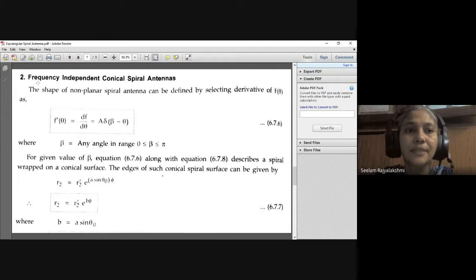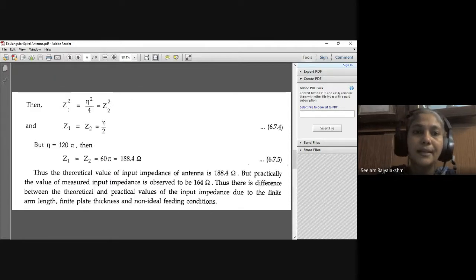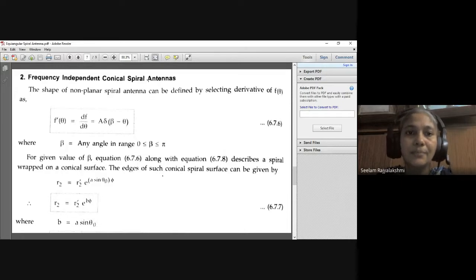Next we will see frequency independent conical spiral antennas. Already we have seen equispiral antennas. Now we will see conical spiral antennas, frequency independent conical spiral antennas.